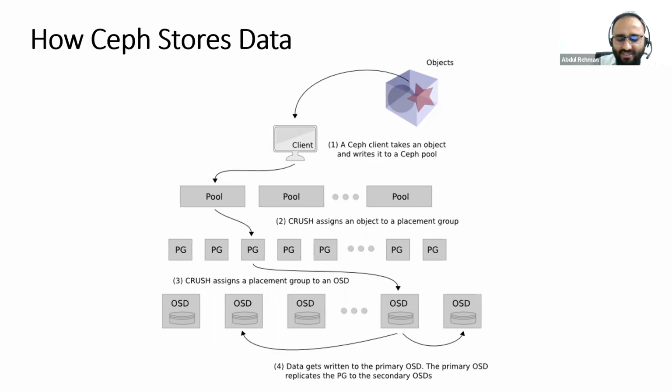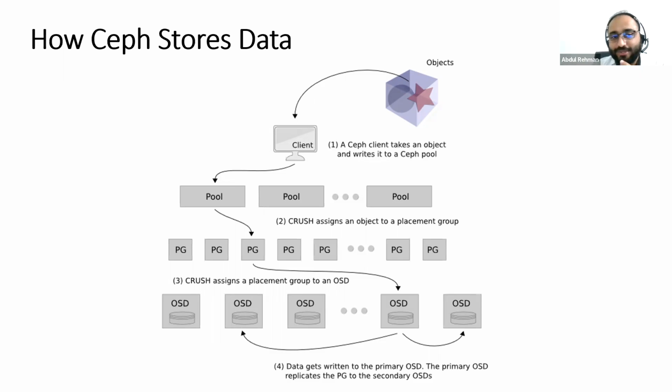If the replication factor is 3, the data should be written to all 3 at the same time. What exactly happens is data gets written to the primary OSD, and that primary OSD replicates the placement group to the secondary OSDs. So on a high level, in a very basic way, this is how Ceph stores data in the backend.